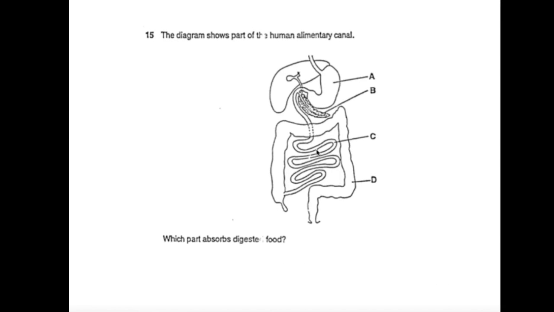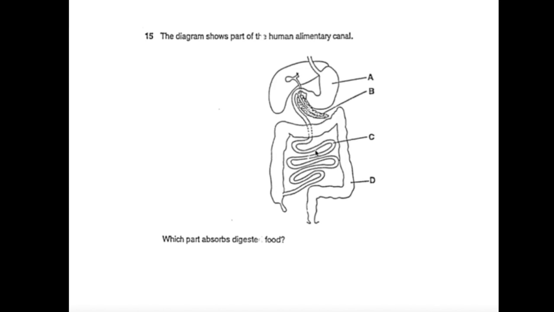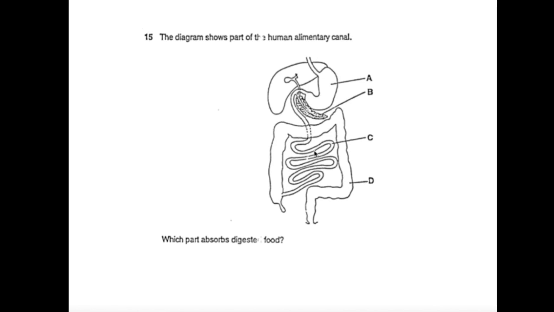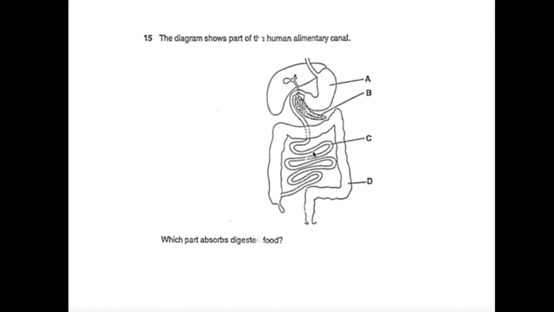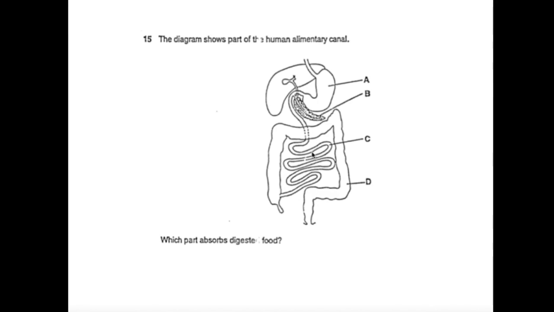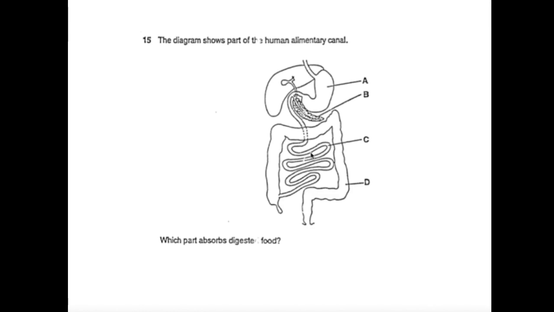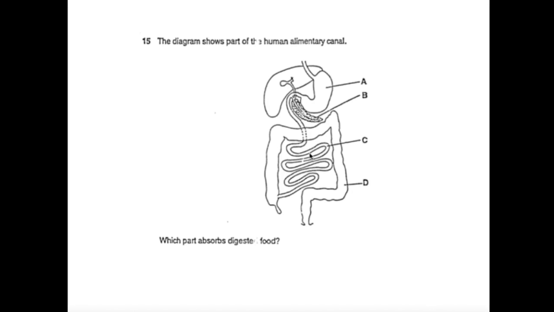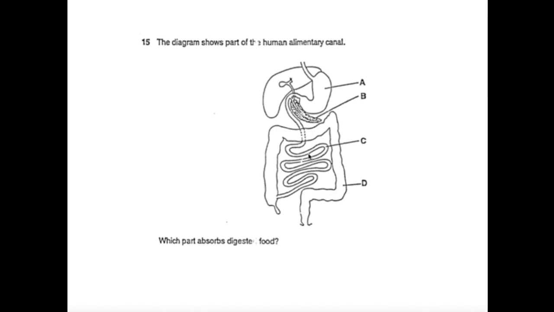Question number 15. The diagram shows part of the human alimentary canal. Which part absorbs digested food? Answer for this is C, because most of the absorption happens in the small intestine and it absorbs digested food. It is not D, which is the large intestine, because it absorbs undigested food, water, and minerals. C is the small intestine. A is the stomach, and B is the pancreas. Answer for this is C.